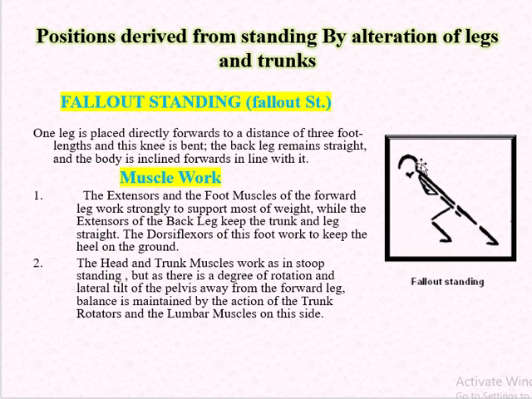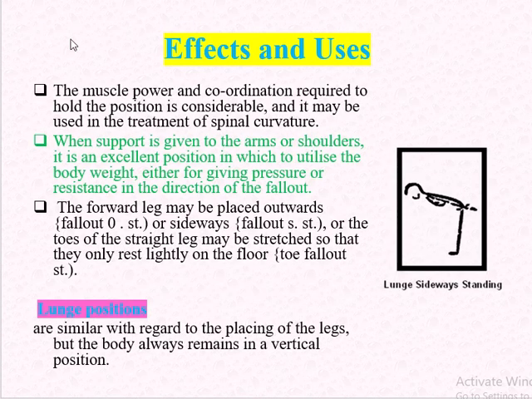Head and trunk muscles work as in stoop standing, but as there is a degree of rotation and lateral tilting of the pelvis away from the forward leg, balance is maintained by the action of the trunk rotators and lumbar muscles on this side. The muscle power and coordination required to hold this position is considerable, so it may be used in the treatment of the spinal curvatures. When support is given to the arm or shoulders, it is an excellent position in which to utilize the body weight, either for giving pressure or resistance in the direction of the fallout.